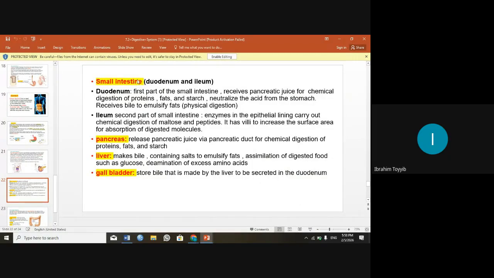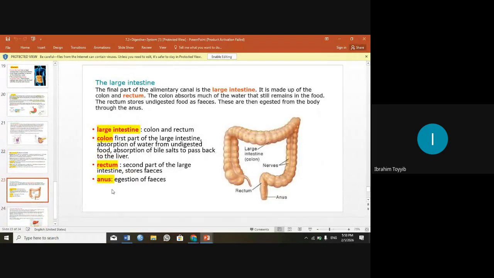Can you see here again? Small intestine, duodenum and ileum. So majorly duodenum and ileum. So this is the large intestine. So colon and rectum. Colon, the first part of the large intestine.